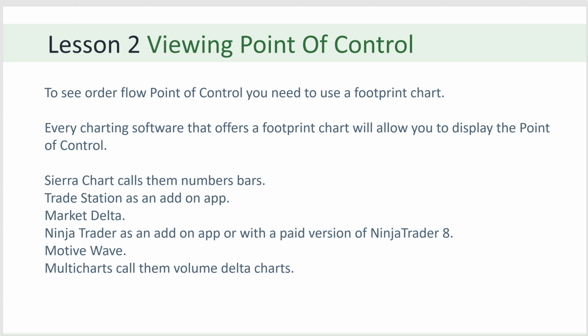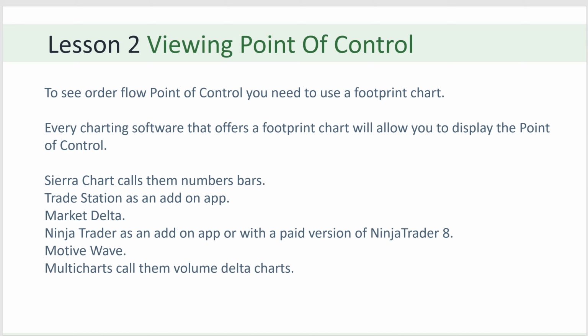TradeStation, you get it as an add-on app. I don't use TradeStation anymore. I had TradeStation back in the 1990s, but it is available as an add-on app. Obviously, there's Market Delta, which most people are familiar with if you're familiar with order flow. NinjaTrader, you get it as an add-on. You can even get a basic one for free, I think, from futures.io, or you get a paid version of NinjaTrader 8, which is about $1,000, and they've got what they call the Order Flow Plus tools on there.